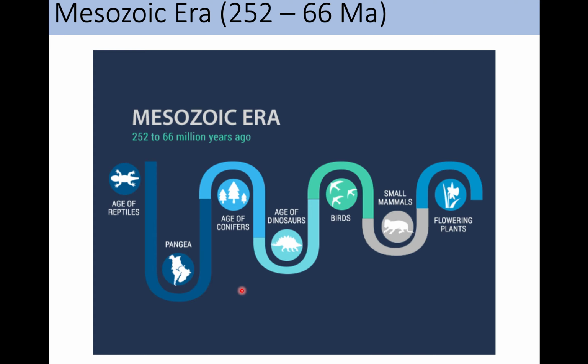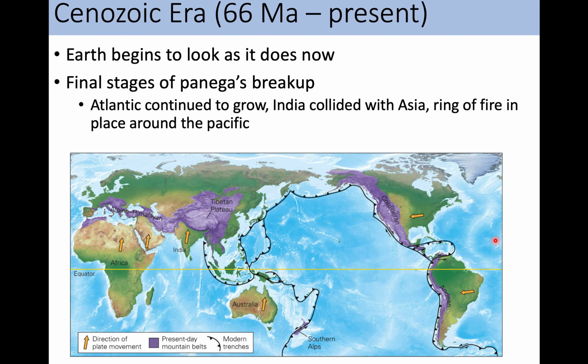So this is the Mesozoic era. We had Pangea, we had the age of the dinosaurs, and mammals started forming. And then we had our extinction. So in the Cenozoic era, which is our current era, this started 66 million years ago through present. So this is the era that we are currently in.